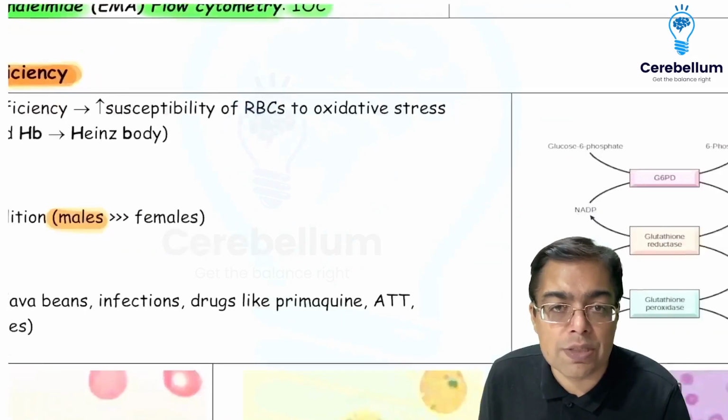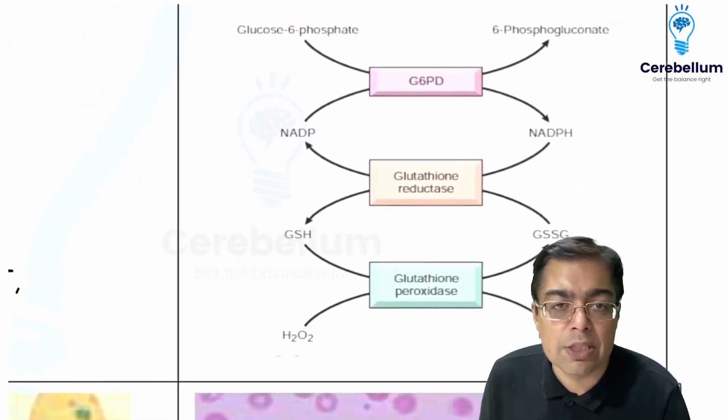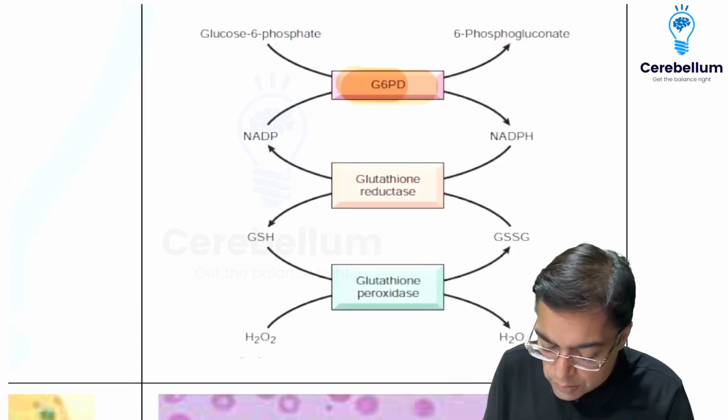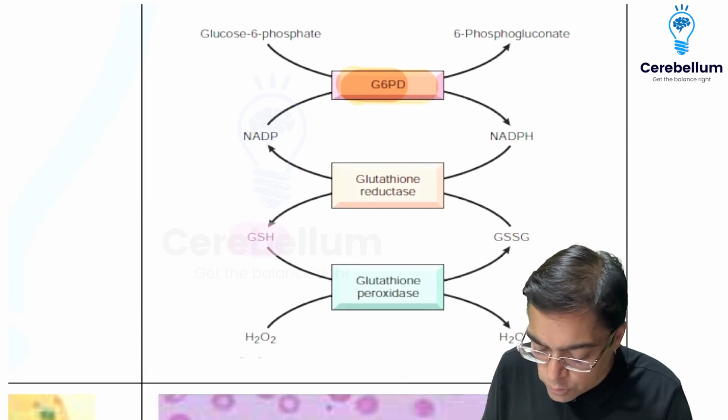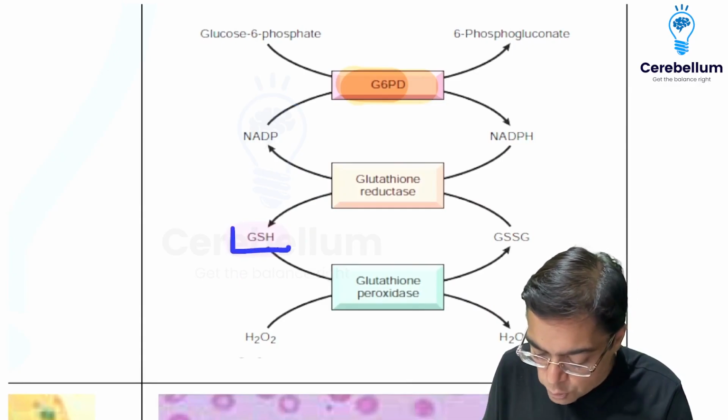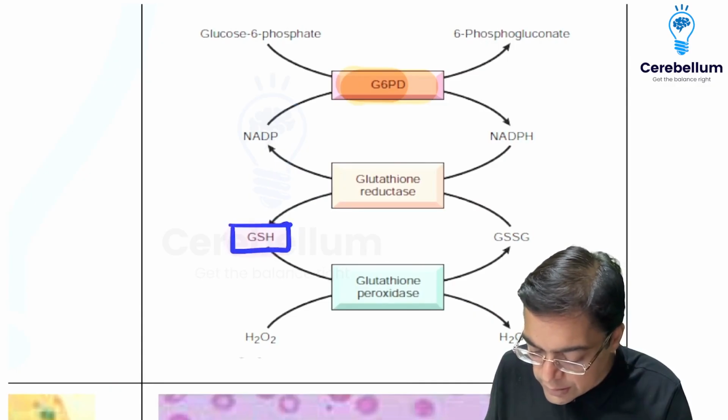What's the normal function of G6PD enzyme? The normal function of the G6PD enzyme is that it is eventually responsible for the formation of reduced glutathione, and the reduced glutathione acts as a defense mechanism. Reduced glutathione is going to protect the RBCs against any kind of oxidative damage.